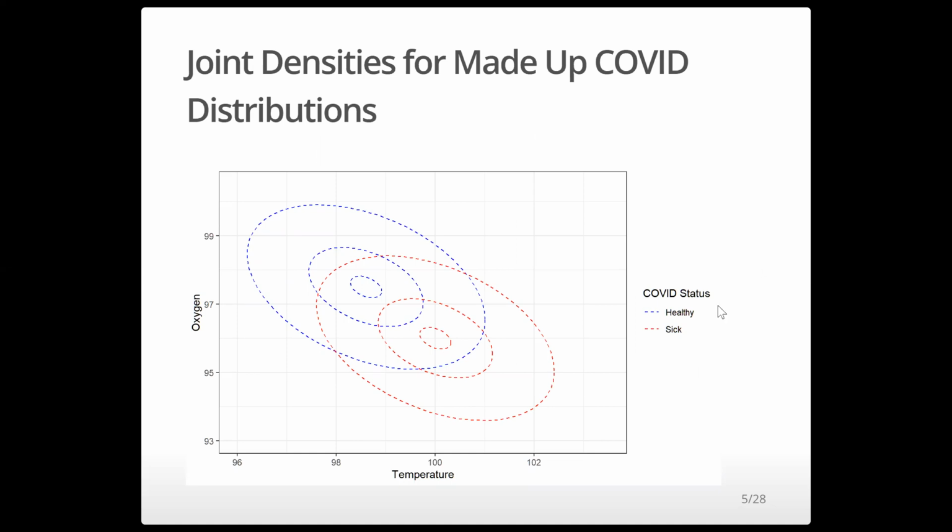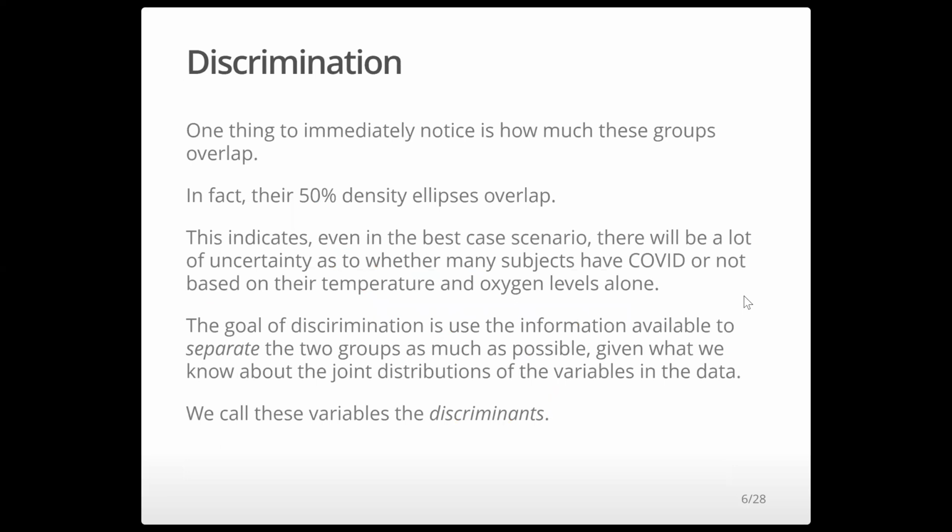One thing to note is that they overlap quite a bit. In fact, these inner circles, which are the 50% densities, actually overlap. That means there's going to be a lot of people who are in the center of either one of these or both of these densities. So this really tells us that even in the best case scenario, there's going to be a lot of uncertainty as to whether someone might have COVID or not based on their temperature and oxygen levels alone.